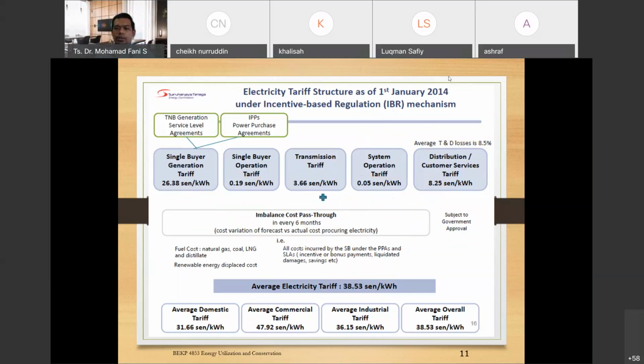So from here, we can see that 38.53 is what TMB designed as the tariff for the domestic, and this value represents the average one. Okay, average for the commercial, average for the industrial, 36.15, and the overall tariff must not exceed this 38.53.